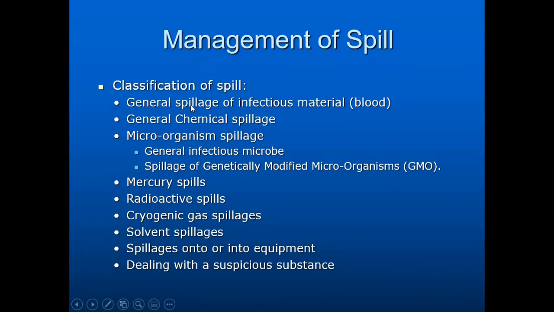First one is general spillage of infectious material, including blood and body fluids, then general chemical spillage, microorganism spillage, which includes general infectious microbe and spillage of genetically modified microorganisms. Special spills include mercury spills, radioactive spill, cryogenic gas spillage, solvent spillage, spillage onto or into equipment, and dealing with a suspicious substance.